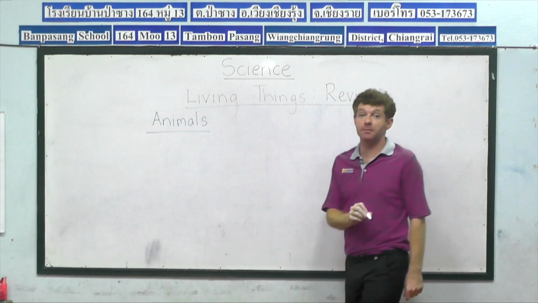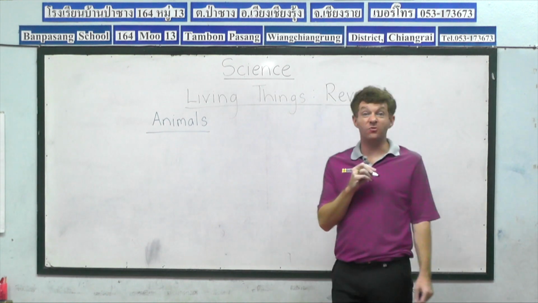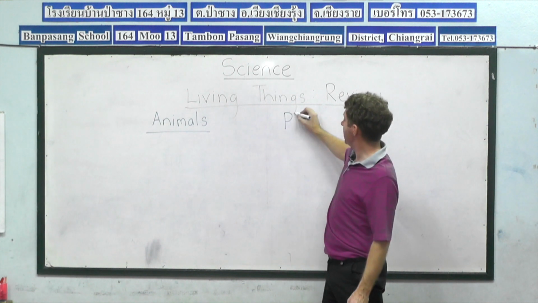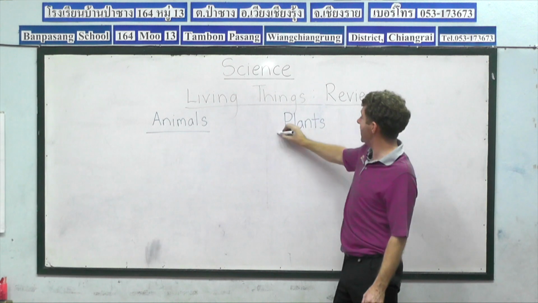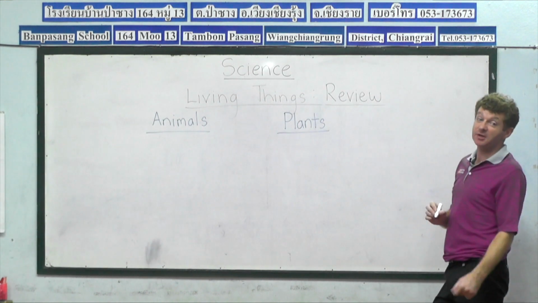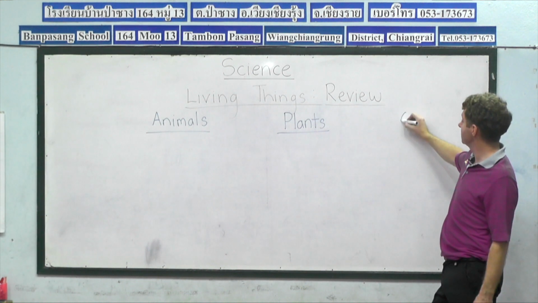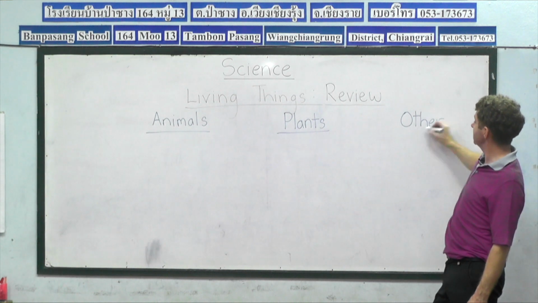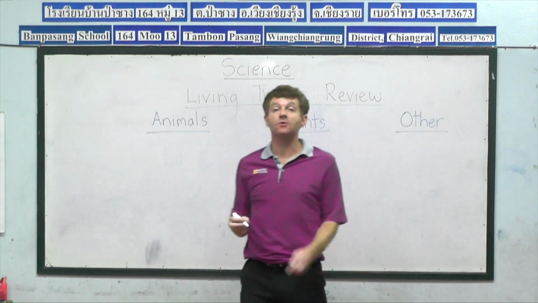A-N-I-M-A-L-S. Animals. So that's one category. What's our next? Plants. P-L-A-N-T-S. Plants. And then our final category, other. Yes, other living things. O-T-H-E-R. So now we have our three categories on the board.